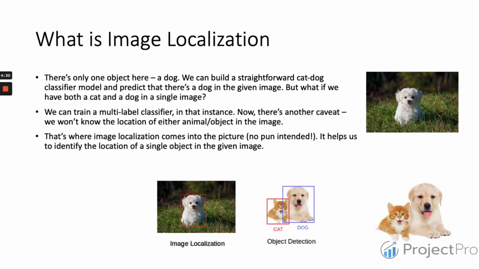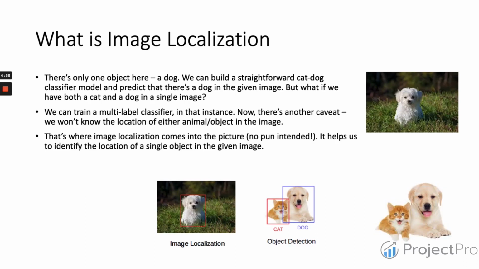But what if we have both a cat and a dog in a single image, as you can see on your right-hand side? We can train a multi-label classifier in that instance, but now that there's a cat and a dog, we don't know where in that particular image the dog exists. So this is where our target is. This is what we intend to do.